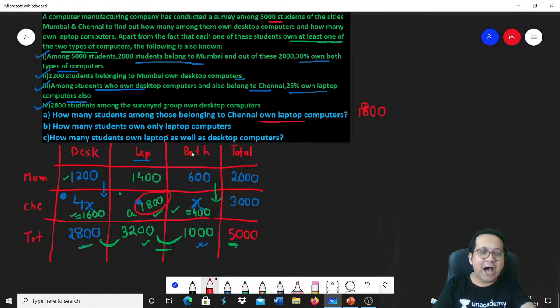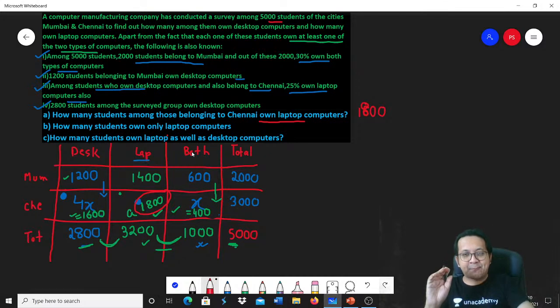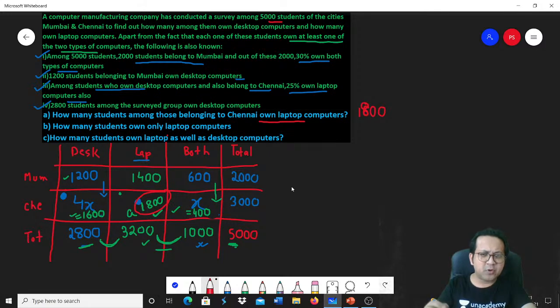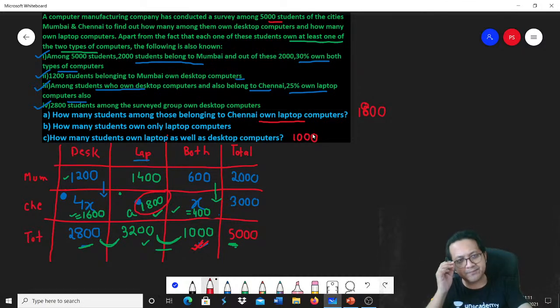Next, how many students own only laptops? Think about it. Okay, B will come back. Let's do the easy one first. C: how many students own laptop as well as desktop? They're asking you the both part. Desktop as well as laptop is 1000. So the third one is 1000.